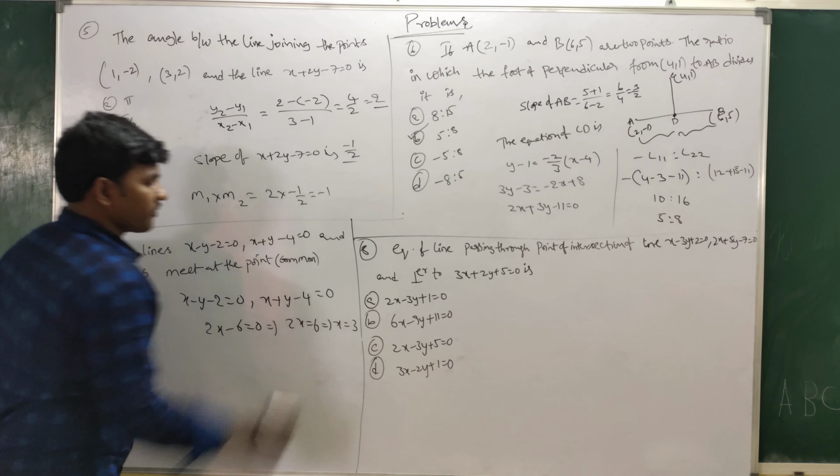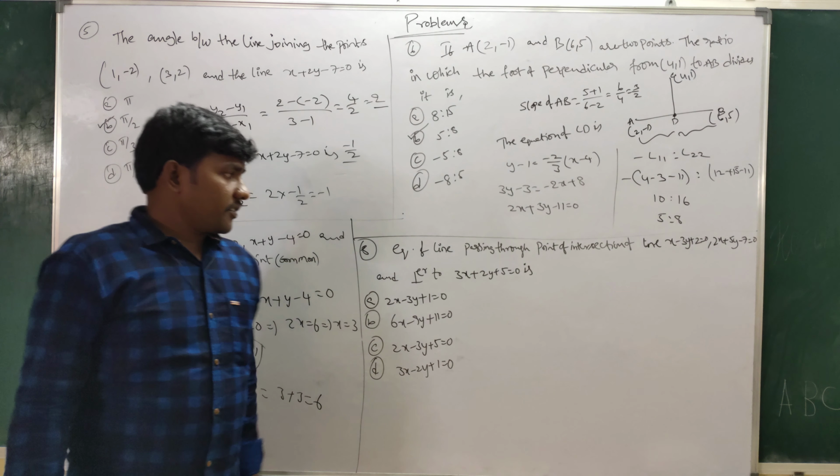If we substitute x value, x equal to 3 in any equation, we get y equal to 1. So the intersection of these two lines is (3, 1). This point also satisfies this condition. Suppose we check 3 plus 3 into 1 is equal to 3 plus 3, that is equal to 6. So the answer is (3, 1). Common point is (3, 1).